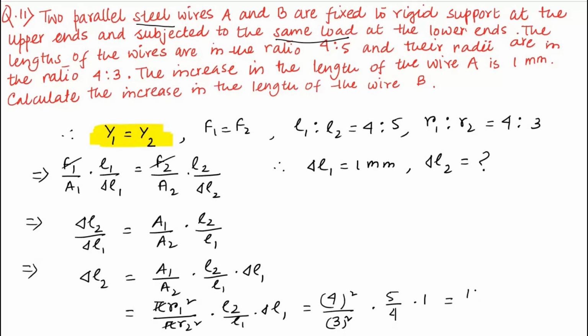So here it would be 16 by 9 into 5 by 4. So 4 4s are 16, which gives 20 by 9. And after calculating this, we'll get 2.2 millimeter. So that is the answer. The increase in length of the wire B would be 2.2 millimeter.